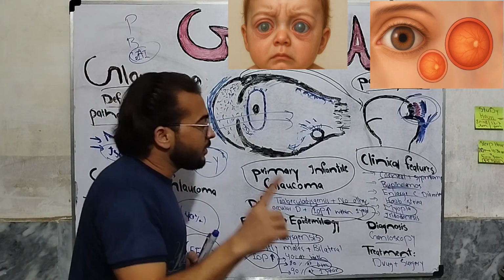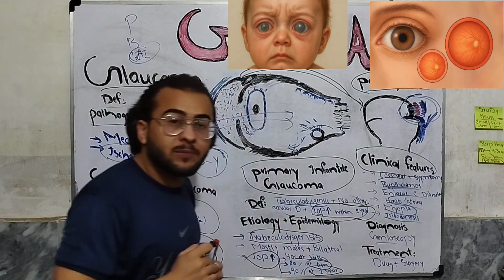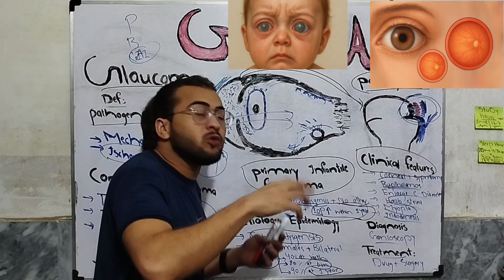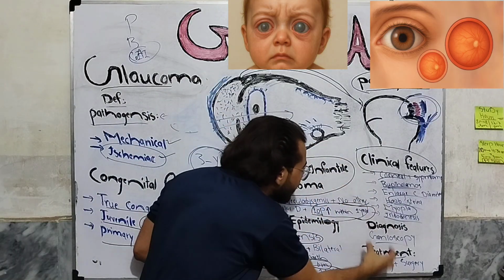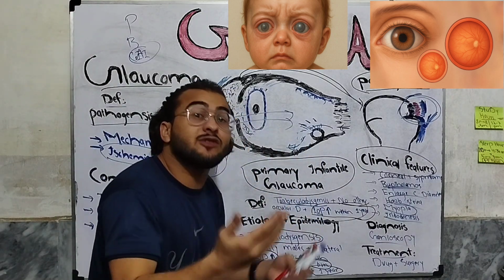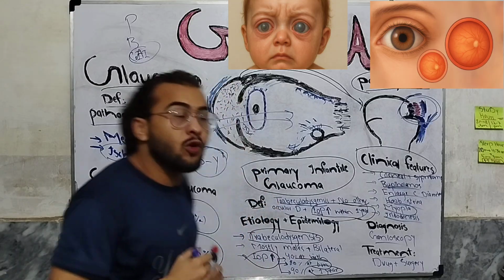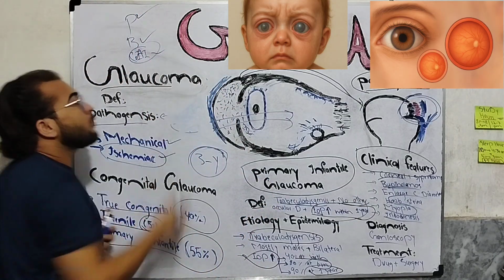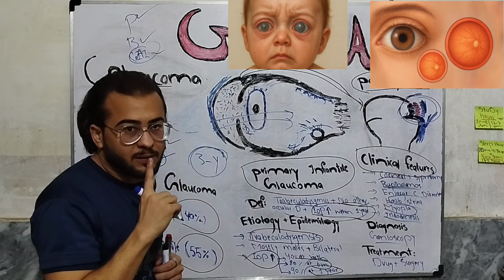Remember, we cannot use alpha 2 agonists in children. Why? Although we use alpha 2 agonists for acquired glaucomas, in children alpha 2 agonists can cause severe depression. That's why we do not use alpha 2 agonists in congenital glaucoma. So prostaglandins, beta blockers, carbonic anhydrase inhibitors, and one more drug, which is miotics.